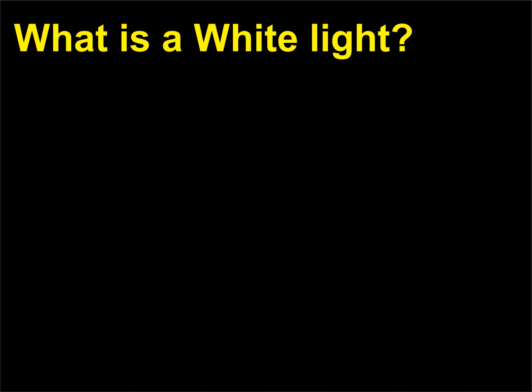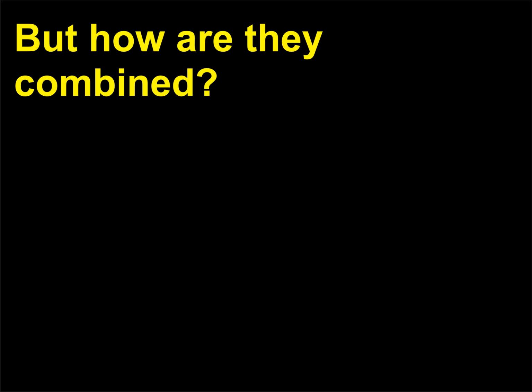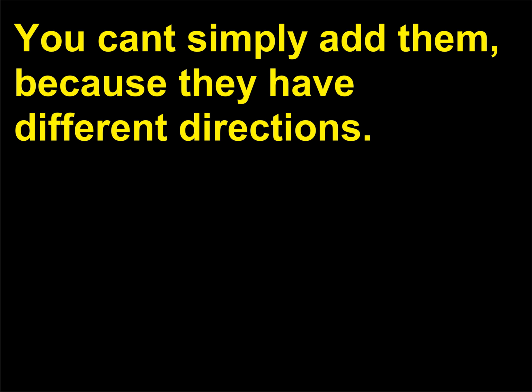What is white light? The combination of all the colors in the visible spectrum. But how are they combined? You can't simply add them, because they have different directions.